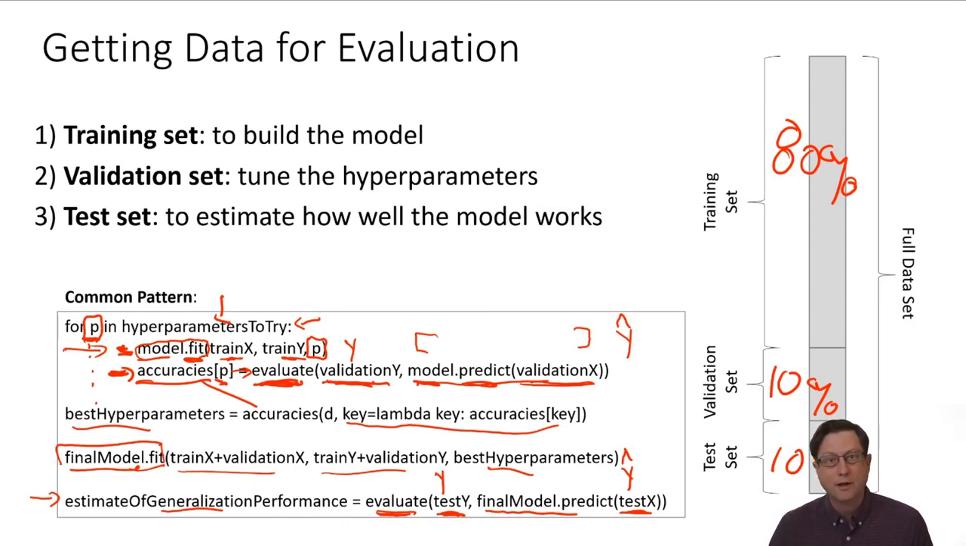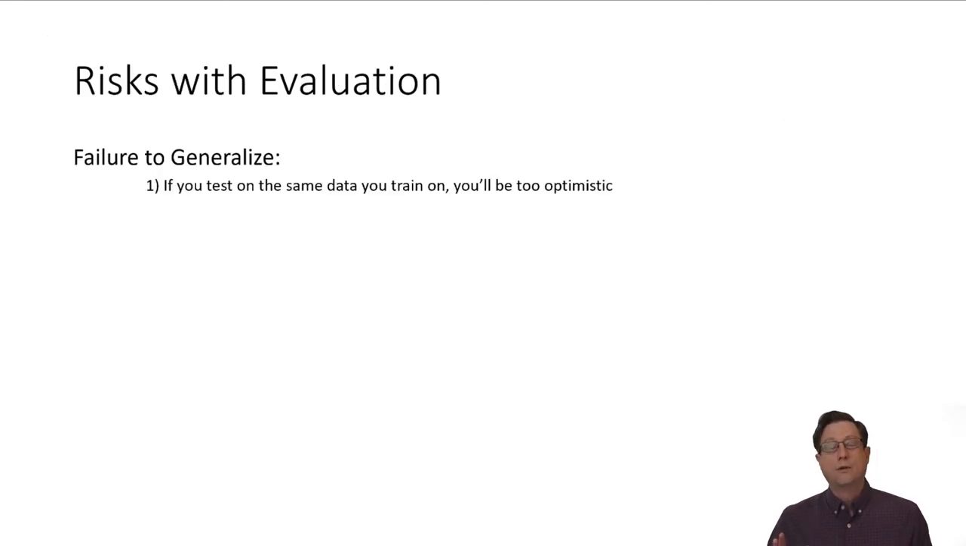Okay, let's move on. What could go wrong? Okay, not that bad. It's a simple loop. Let's just run that loop. We're masters at machine learning now.